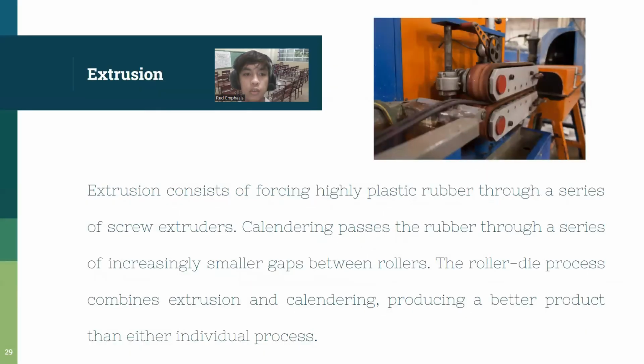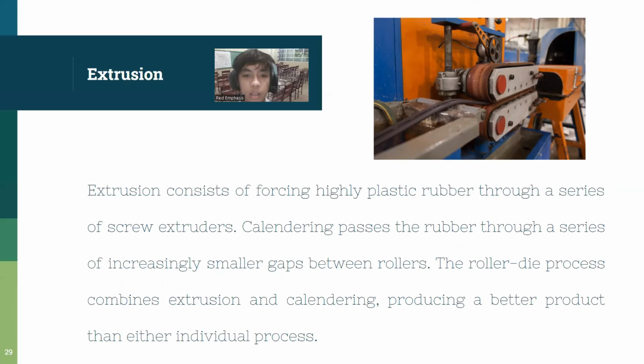Extrusion. Extrusion consists of forcing highly plastic rubber through a series of screw extruders. As you can see in the given pictures, it forces the rubber to form a tube-like shape.